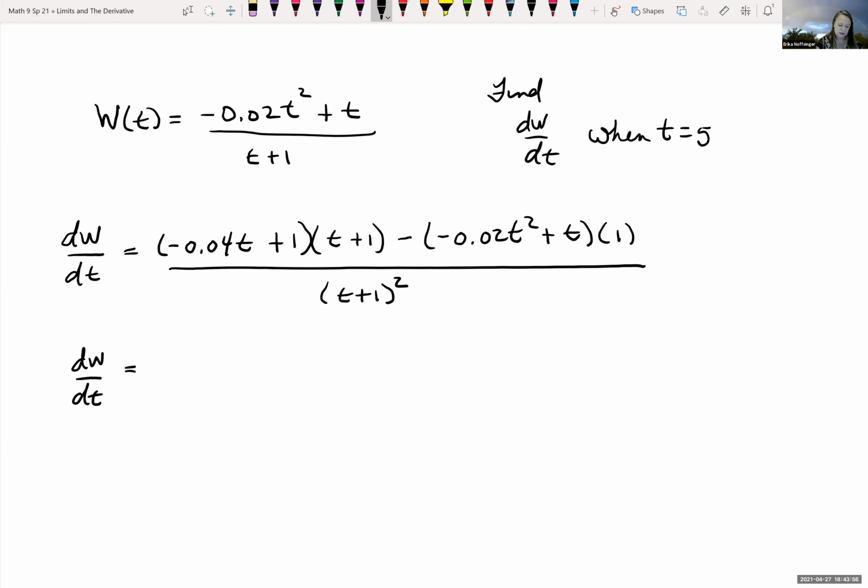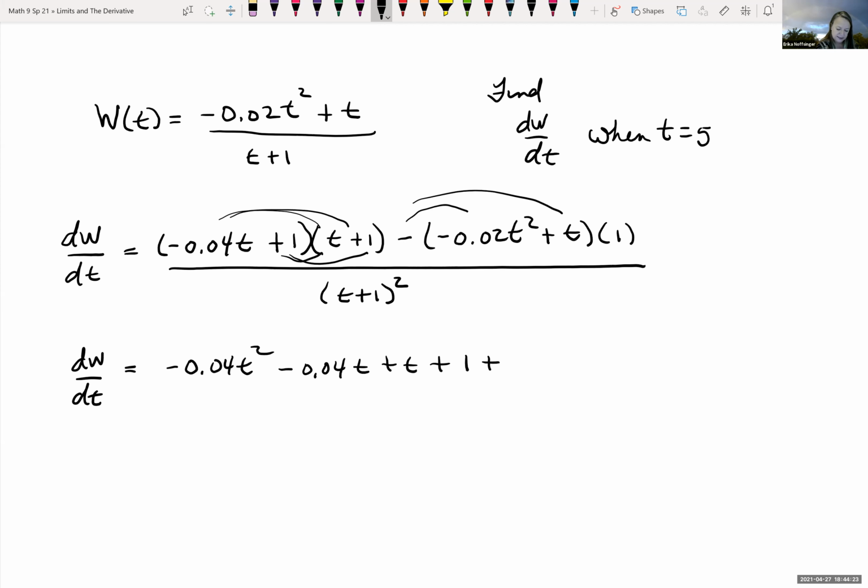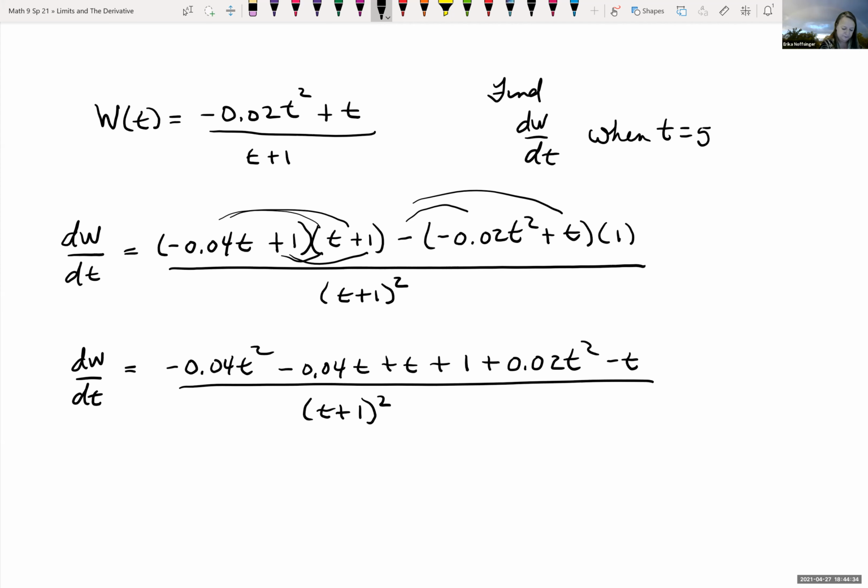So we need to distribute and combine like terms if possible. So we have this negative 0.04 T times T, so that's a negative 0.04 T squared. This gives us minus 0.04 T plus T plus 1. And now let's distribute this negative. And so we would have plus 0.02 T squared minus T, all over this T plus 1 quantity squared.